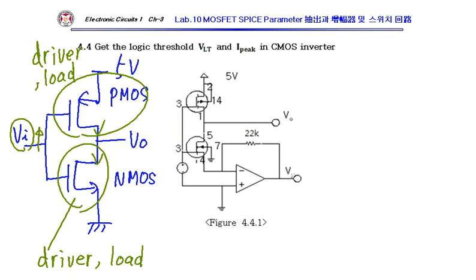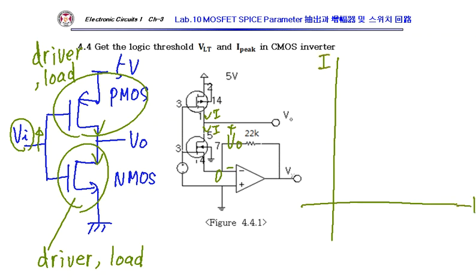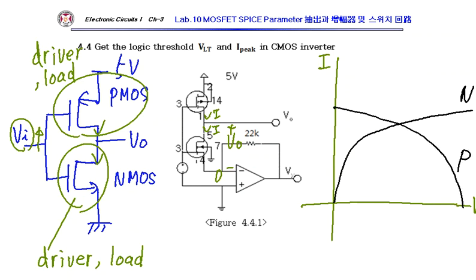All right. So this is 0. This is VO, and this is I. And if I plot I versus VO, in a DC operating point, this is my NMOS characteristic, and this is my PMOS characteristic, and I have a DC operating point here, DCOP.